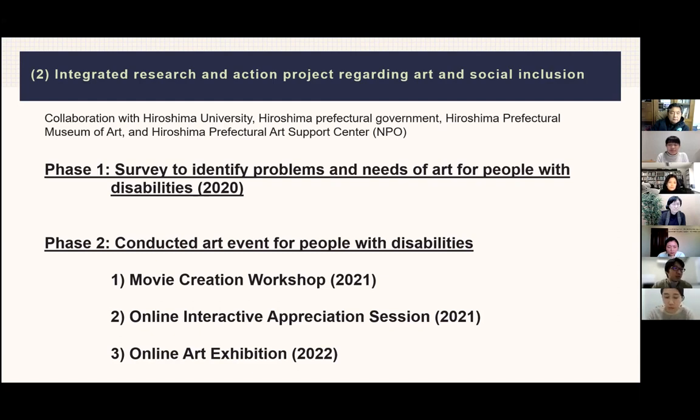We attempt to create a cultural arena for social inclusion through art. This project has two phases. Phase one was a survey to identify problems and needs of art for people with disabilities. And based on the results of the phase one survey, phase two was an art event for people with disabilities. Today, I will show you these three events briefly.